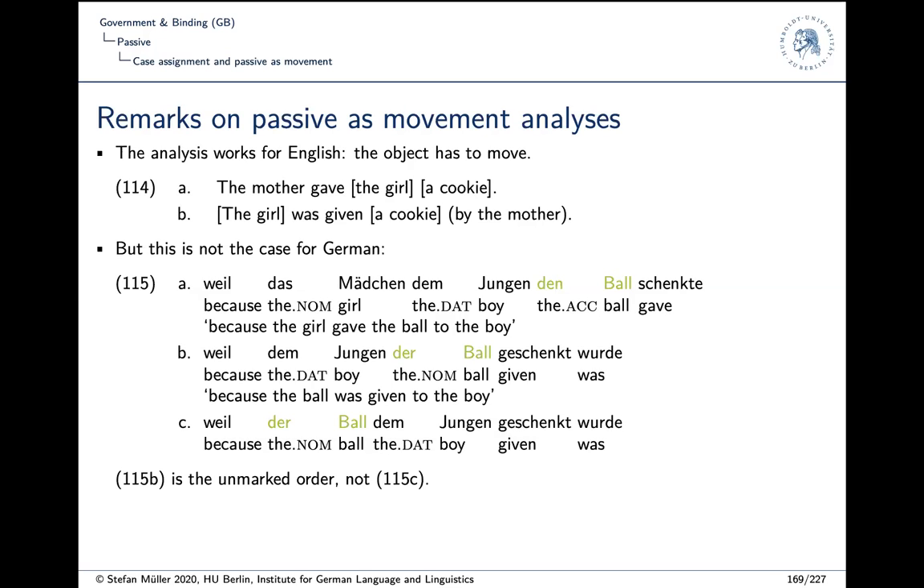basically the generalization is that animate NPs precede inanimate ones. So the datives are usually animate and accusatives inanimate, so we have dative before accusative. This is what we have here. But interestingly, we also have that in the passive. This thing here just gets nominative, but it stays at the end, right? So the passive doesn't have anything to do with movement.